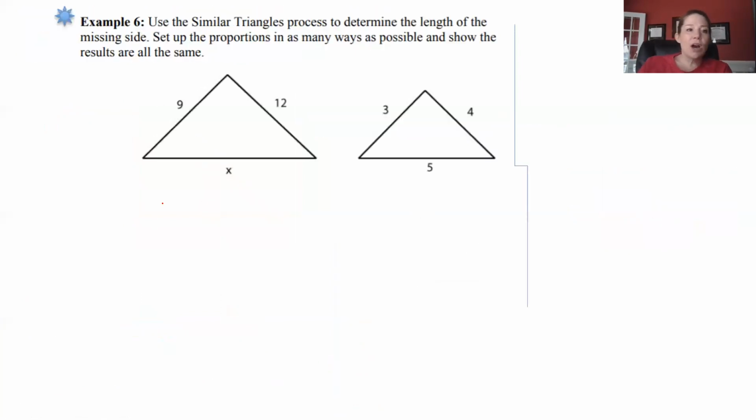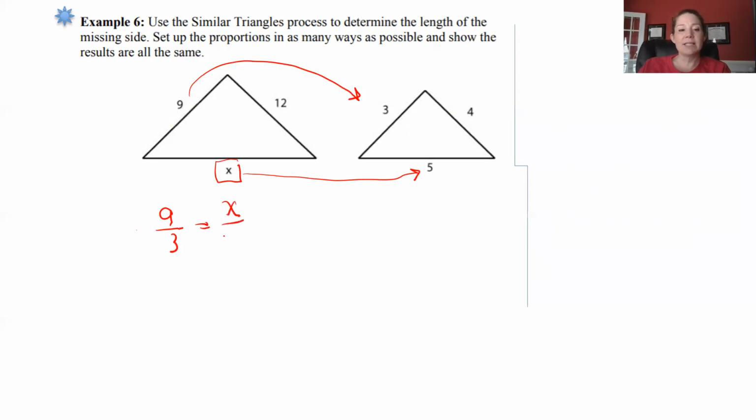Example 6: use the similar triangles process to determine the length of the missing side. Set up the proportions in as many ways as possible and show the results are all the same. All right, so here is our missing side. This obviously corresponds to 5. So now we have 2 sets of proportional sides. We could use either of those. We could say that 9 corresponds to 3, as x corresponds to 5.